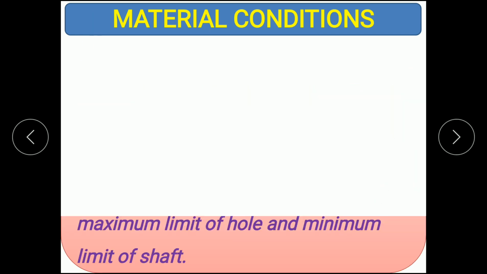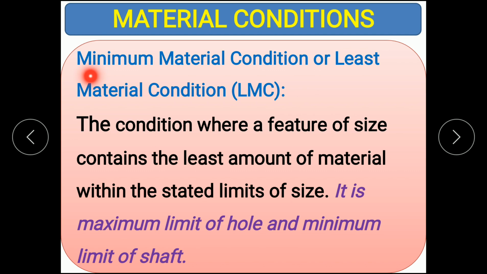Next is minimum material condition, which is sometimes also called the least material condition. It is the condition where a feature of size contains the least amount of material within the stated limits of size. So it is the maximum limit of the hole and the minimum limit of the shaft. The maximum limit of the hole requires minimum material, and the minimum limit of the shaft requires minimum material. These conditions are called the minimum material condition or least material condition.